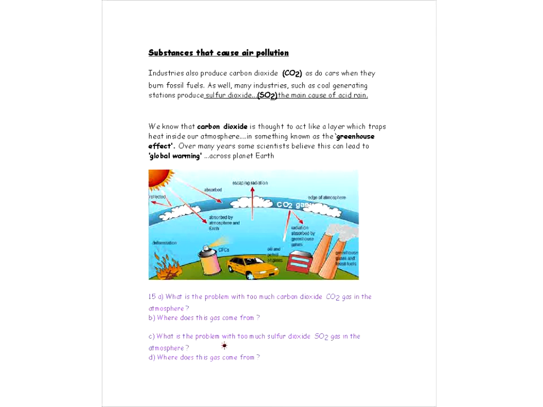All right, question C, what's the problem with too much sulfur dioxide? Well, that combines with water in the air to produce acid rain. And where does that gas come from? Again, it comes from coal generating stations, which we have a lot of in Alberta.